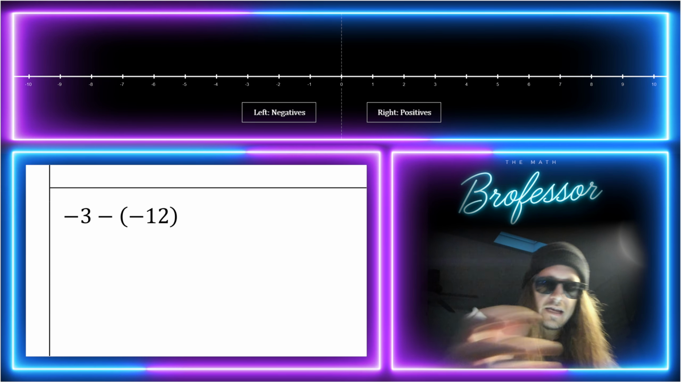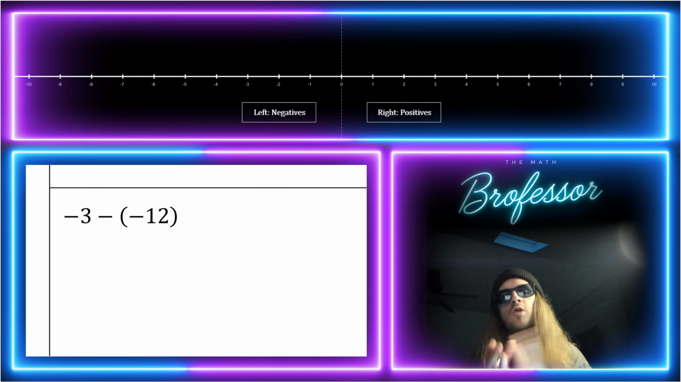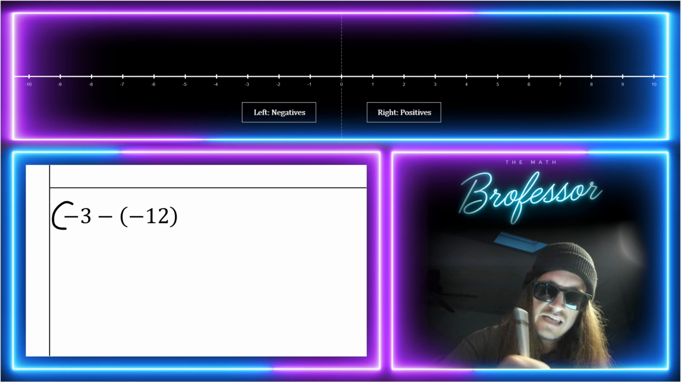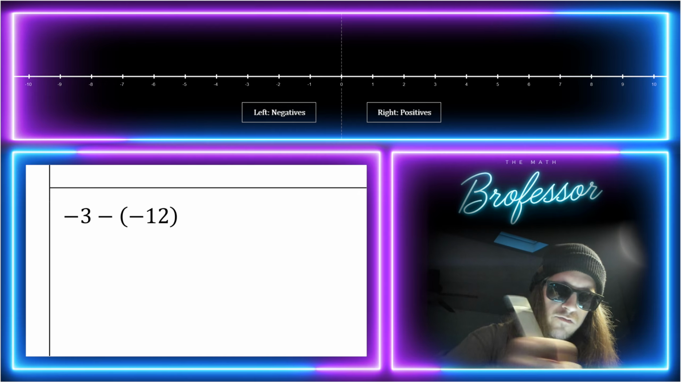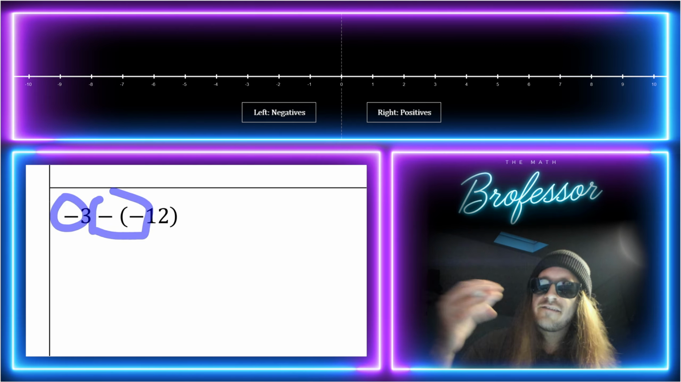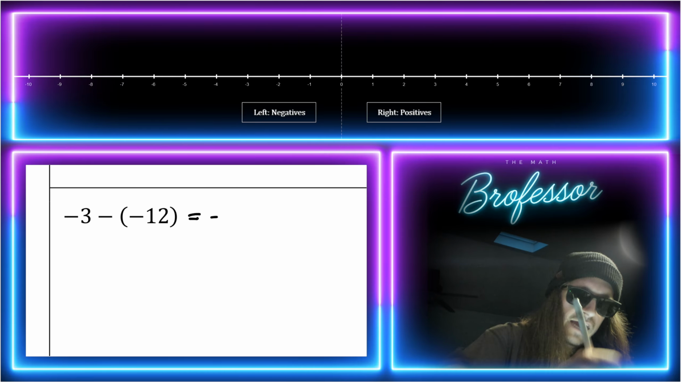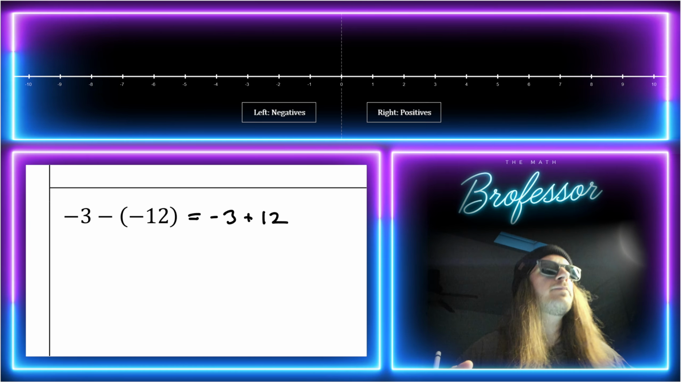So in the same way, -3 minus -12. Now this only changes the double negatives. It doesn't change the negative out front. This negative out front has nothing to do with the negatives in the middle. It's the negatives in the middle that combine. But that 3 will stay negative. So this is the same as -3 plus 12.